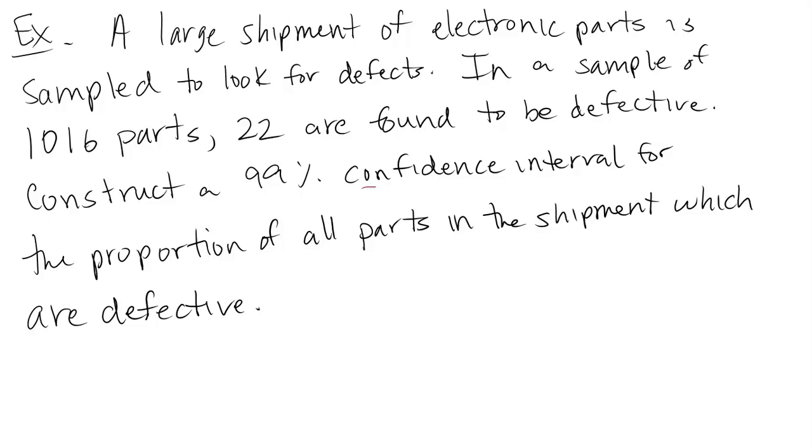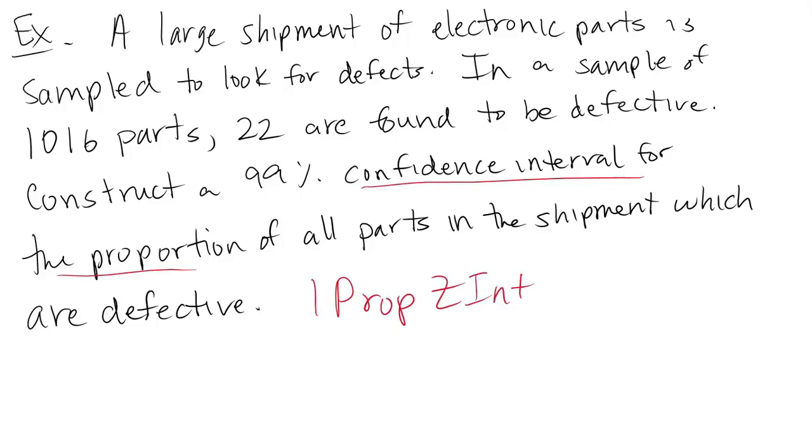This is a confidence interval for a proportion, so this is a 1PropZInt problem. Pretty straightforward, I think. There were 22 successes. The sample size is 1,016. Again, you can think of that as the number of trials, like a binomial experiment. And the confidence level we selected here is 99%.